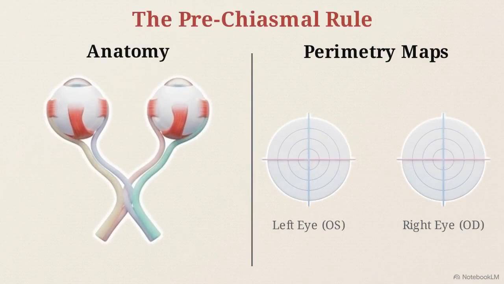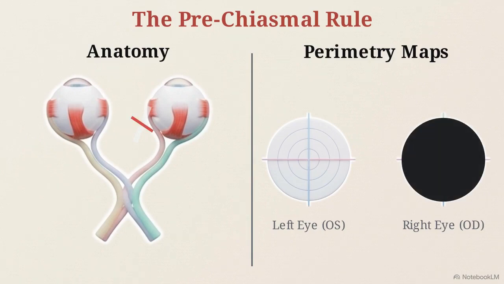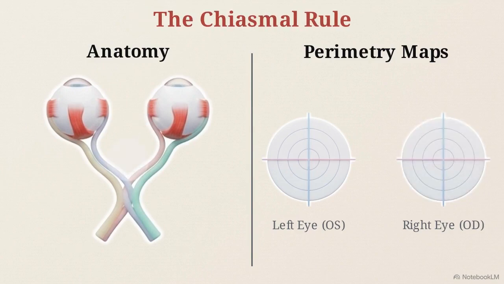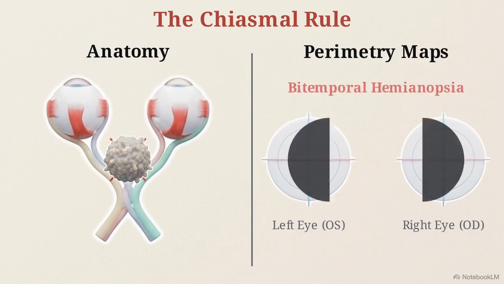We start with the pre-chiasmal rule. Any lesion anterior to the optic chiasm intercepts the visual signal before it has a chance to cross over, meaning the damage affects only the corresponding eye. Severing the right optic nerve results in complete blindness in that single eye, rendering the entire right perimetry circle black. Moving posteriorly, the fibers reach the optic chiasm. Here, the nasal fibers from both retinas cross the midline. This intersection makes them highly vulnerable to central lesions, such as a pituitary adenoma pressing on the chiasm.